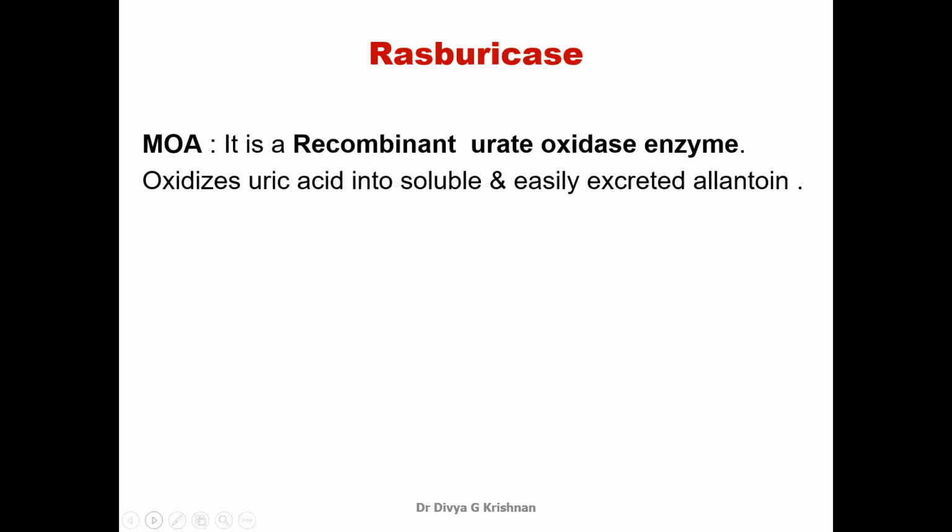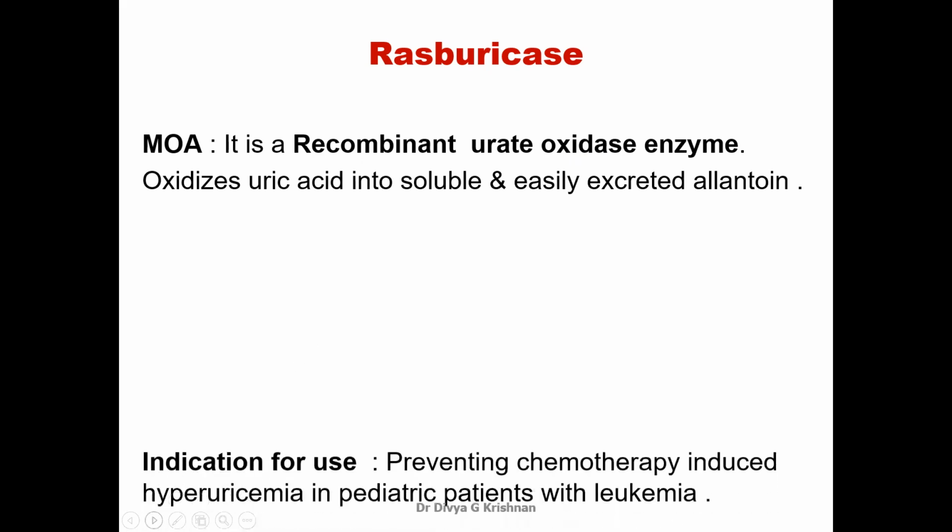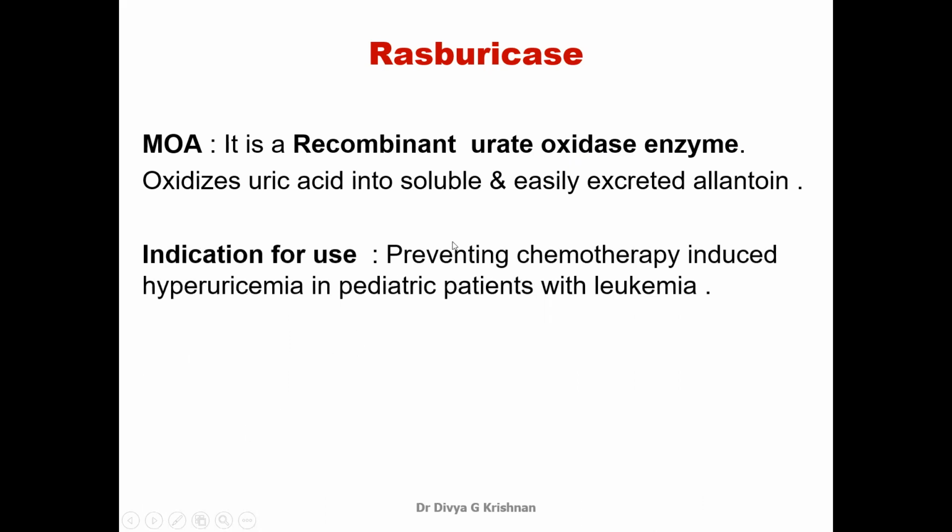The next drug under synthesis inhibitors is rasburicase, and it is a recombinant urate oxidase enzyme. Now, urate oxidase is an enzyme that oxidizes the uric acid into soluble and easily excreted forms. So, this being a recombinant urate oxidase enzyme, it will oxidize the uric acid into more soluble forms which are excreted in the urine. Now, the indication for the use of rasburicase includes only secondary hyperuricemia, that is the chemotherapy-induced hyperuricemia in patients with leukemia.